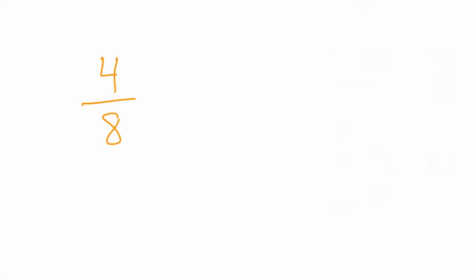Hey, let's move over to the right a little bit and look at 4/8. What's the greatest common factor between 4 and 8? Well, the greatest common factor between 4 and 8 is 4. 4 divided by 4 is 1. 8 divided by 4 is 2. So 4/8 also becomes 1/2.